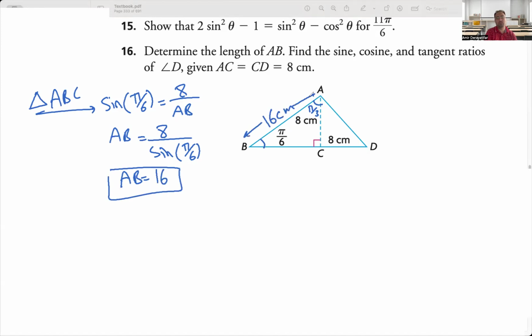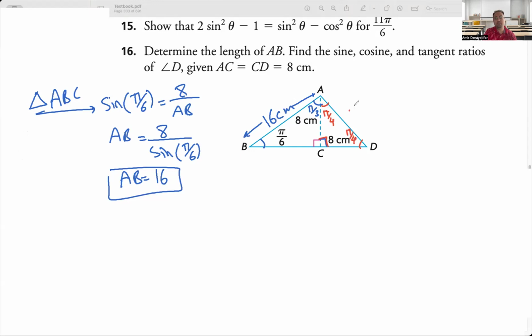So this is AB. I know that AC is 8, CD is 8. What does that suggest? That suggests that ACD is an isosceles triangle. Knowing that angle C is 90 degrees here, I'm going to change my color to red. So this is going to be pi over 4, 45 degrees, or pi over 4 radians. This is pi over 4.